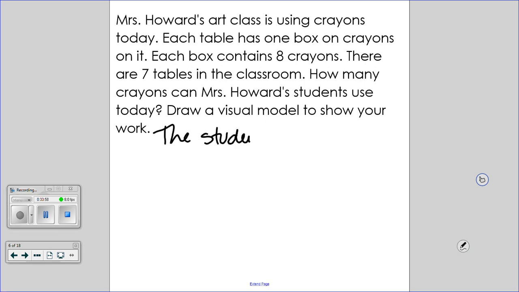Kaylee, what's up? Go for it. Miss Howard's students has blank crayons on the table. That totally works. Aiden, I have another one. Go for it. The students in my art class use blank crayons. I like it. I'm listening for blank crayons. That's the important part. As long as you have some version of the sentence, we're good.